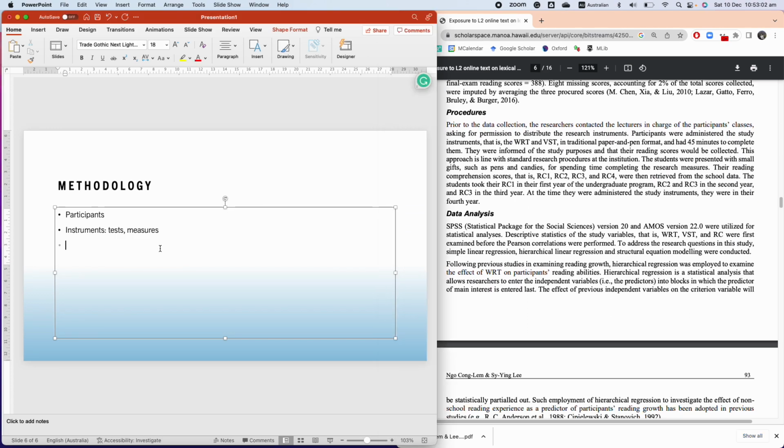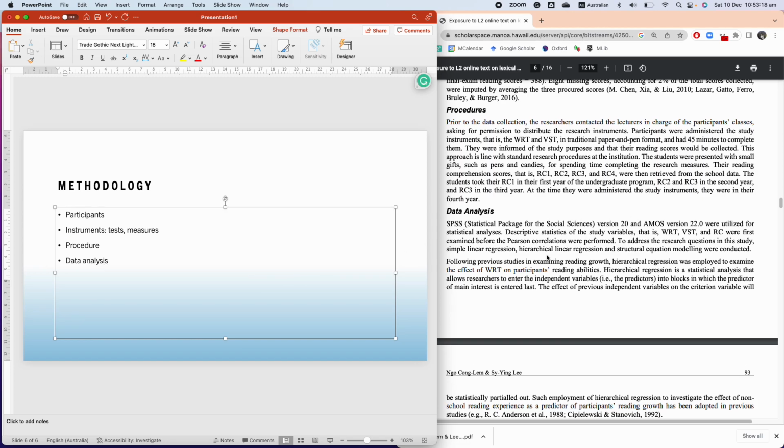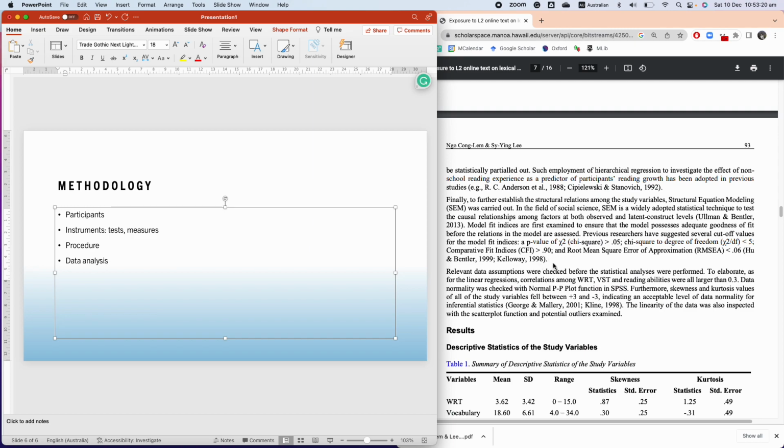Okay, and then the next thing you want to talk about is the procedure. How was the experiment conducted, or how did you conduct the survey? And then we have data analysis. How did you go about analyzing the data? What kind of statistical analysis did you use?